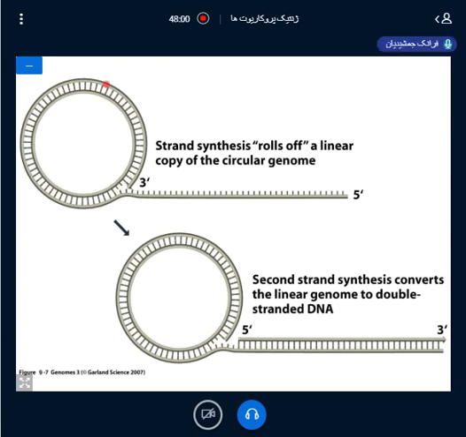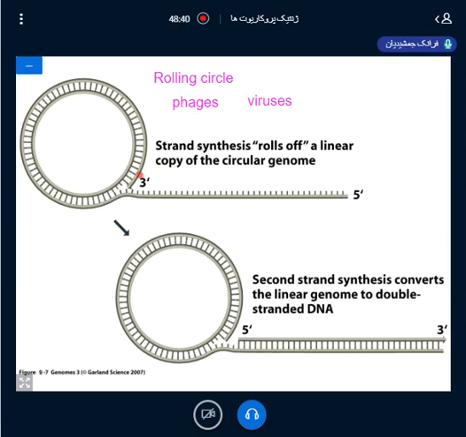Okay, let's go to study about rolling circle. I was talking about rolling circle before. Do you remember? So, this is rolling circle. Rolling circle replication occurs in phages and viruses.